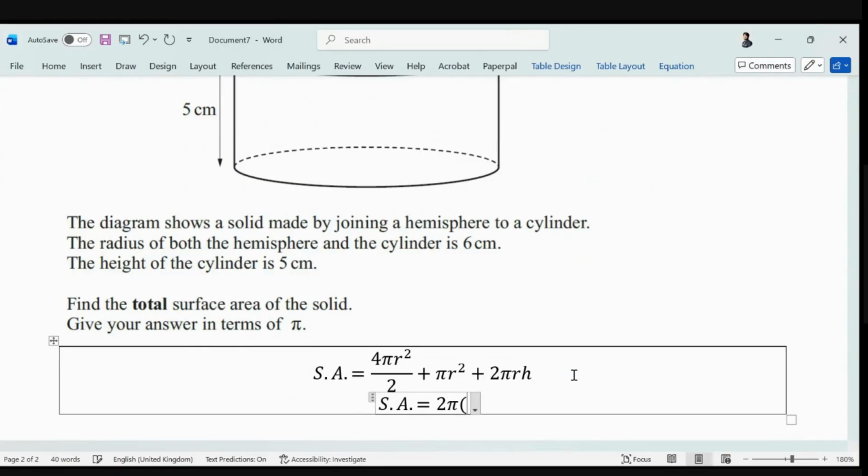So 2 pi and radius is 6. Pi and radius is 6. 2 pi radius.